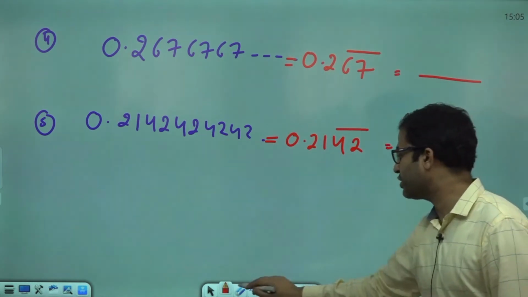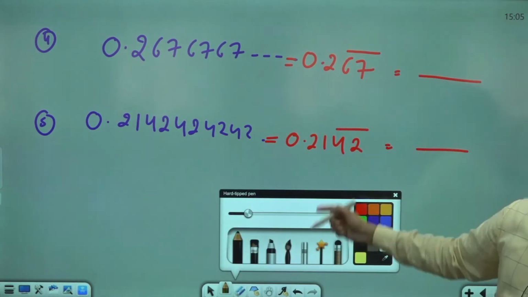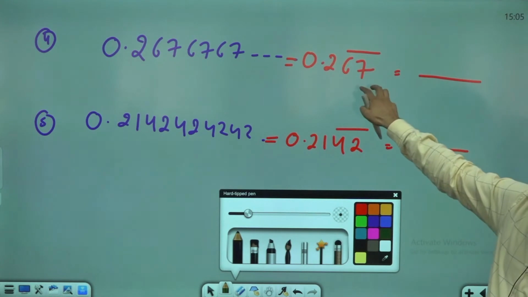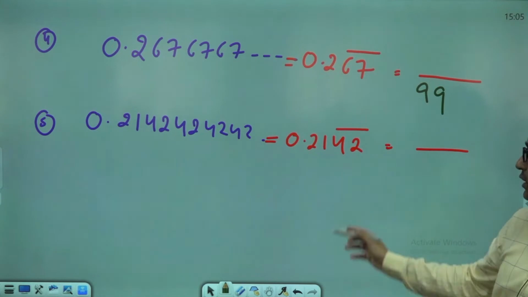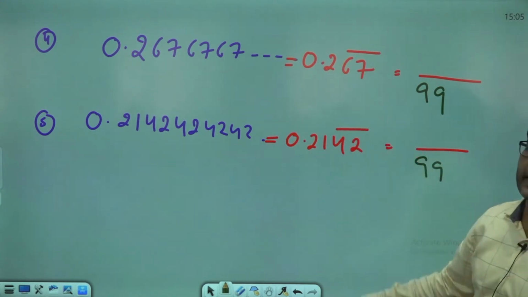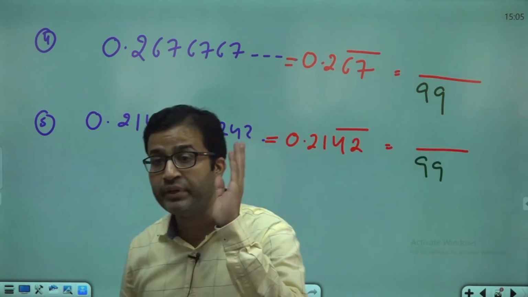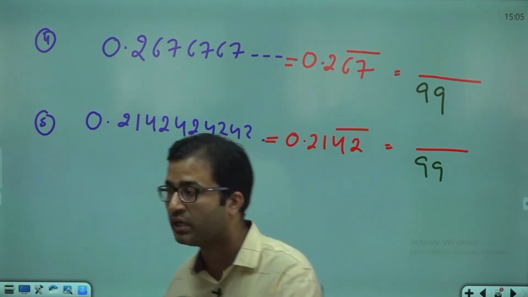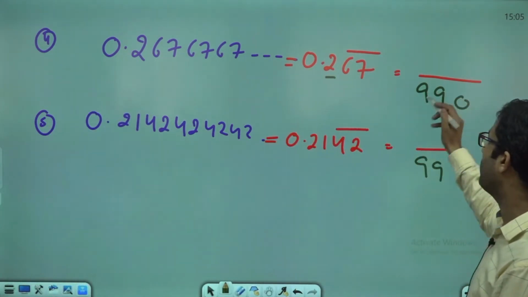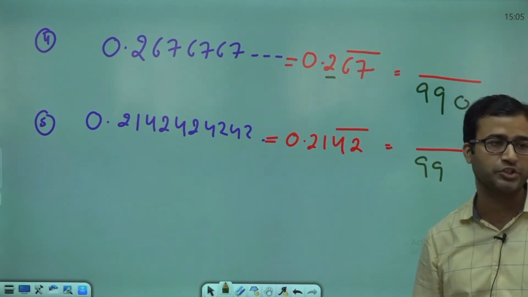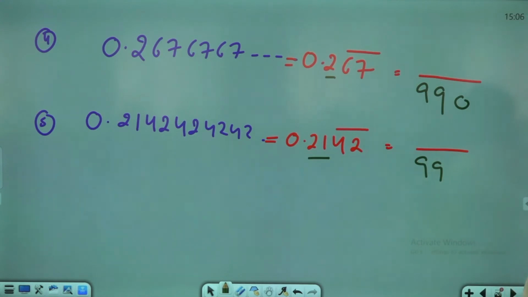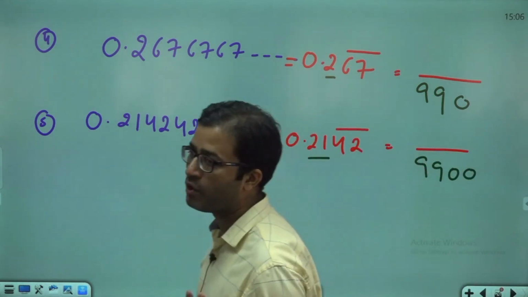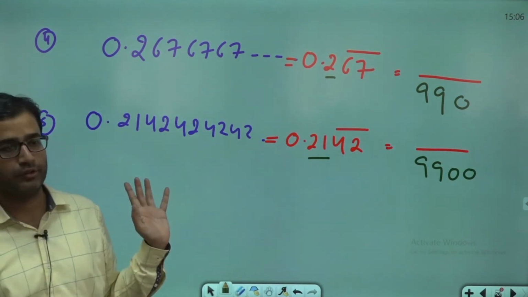One by one. First, denominator. In the denominator, we have as many 9s as there are digits under the bar. There are 2 digits, so double 9. Here also double 9. As many 0s as there are digits between the decimal and the recurring part. There is 1 digit, so you have to put 1 zero. In the next question, there are 2 digits between the decimal and the recurring part, so we have to put 2 zeros. Is the denominator okay? 9s and 0s.